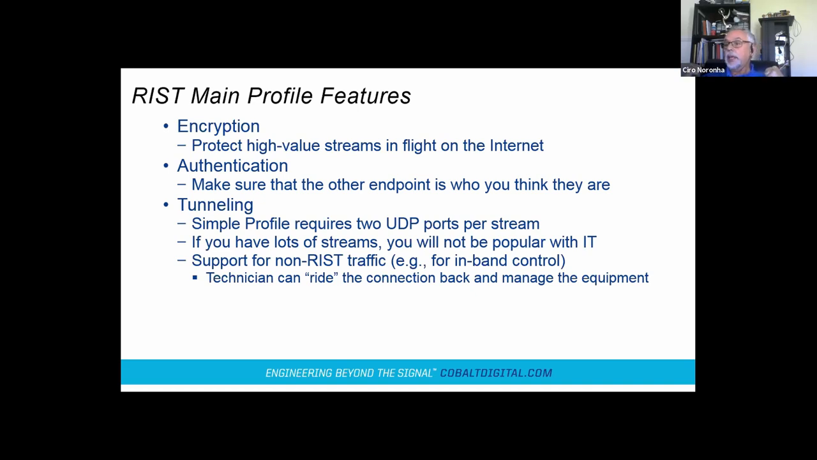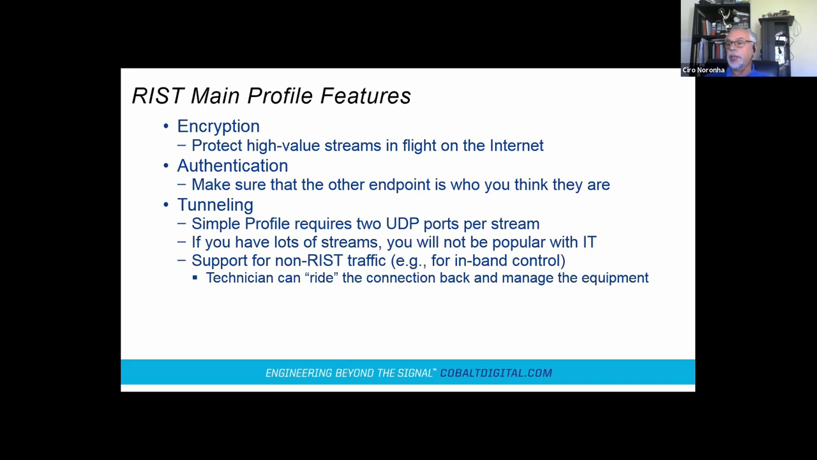And the final thing is tunneling. You can use the RIST connection to tunnel. So Simple Profile requires UDP, and if you have lots of streams, you would need lots of ports, but with Main Profile it is a single port.